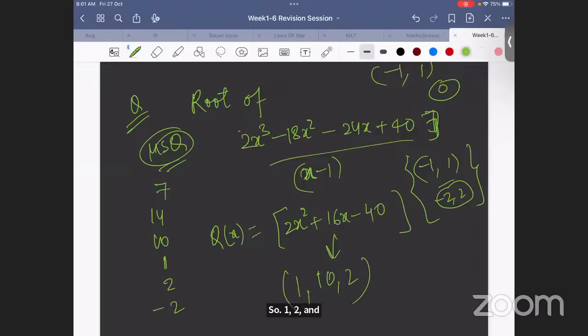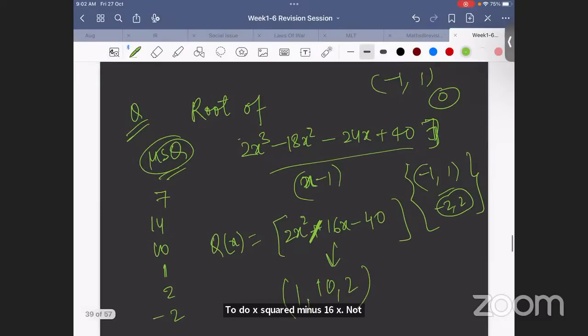Yes. So 2x square minus 16x and then minus 40. Is this clear to everyone, sir? In the starting, you have to get one factor. If you are able to get one factor, you can divide to get the quotient. That quotient will be in the form of a quadratic equation, and then you can solve the quadratic equation.